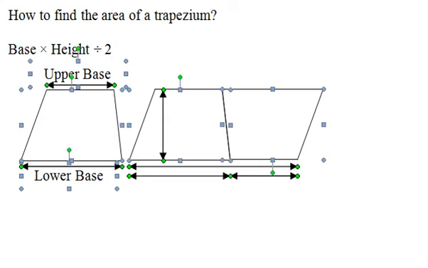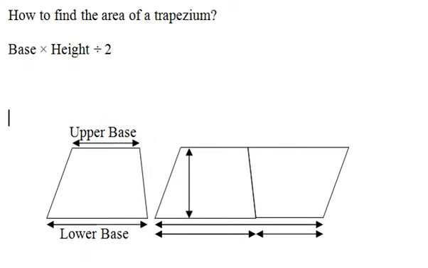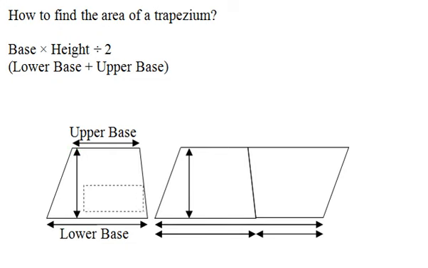So now in finding the area, instead of using base times height, for the base, because we don't have the parallelogram, we only have the trapezium, we use lower base plus upper base. And for the height, it is still the height, the distance between the upper and the lower base, that is the perpendicular line between the two parallel lines. So times the height.